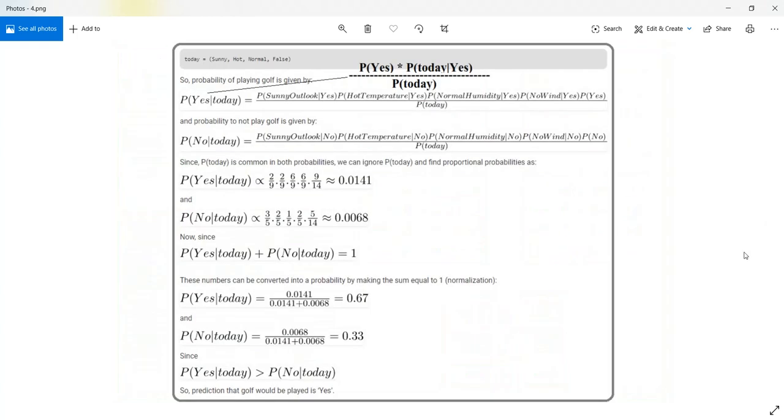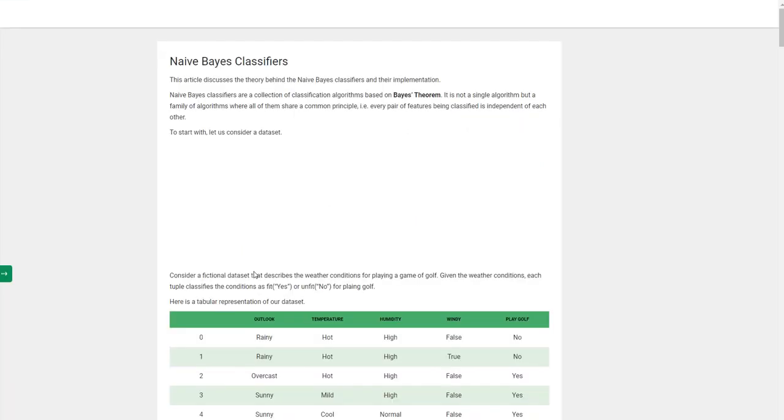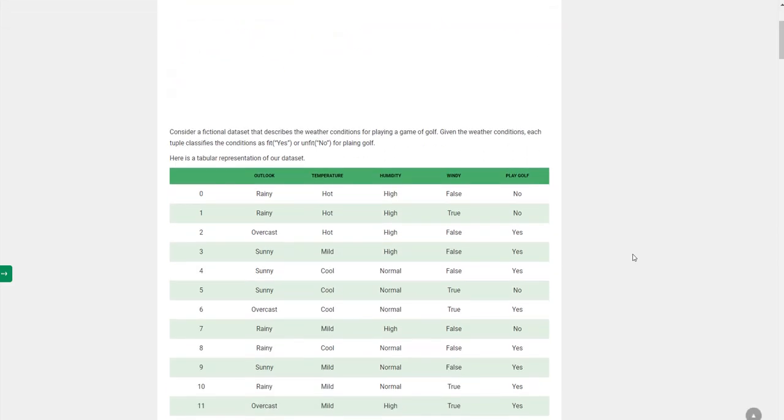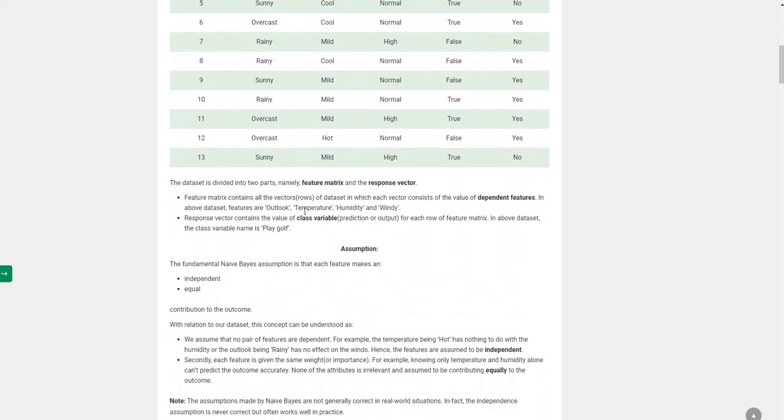All right. Now let me move to this slide. This is the GeeksforGeeks site, where they explain the Bayes classifier. They have taken this play golf data set. I also referred to this one, and you can go through it line by line. You will get to know what they are trying to say.